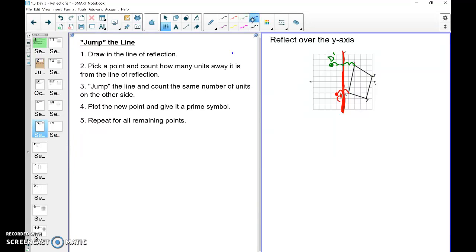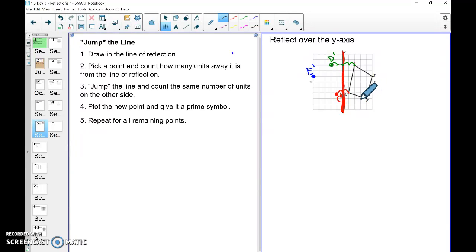Same thing with E. E, I'm going to just look at it this time as 1, 2, 3, 4, 5 steps away. So I'm going to go 1, 2, 3, 4, 5 steps away on the other side, which makes sense because it's being reflected. It should be the same on both sides. Think about if you took a piece of paper and you folded it right down this line. I should be getting the same mirror image on both sides.